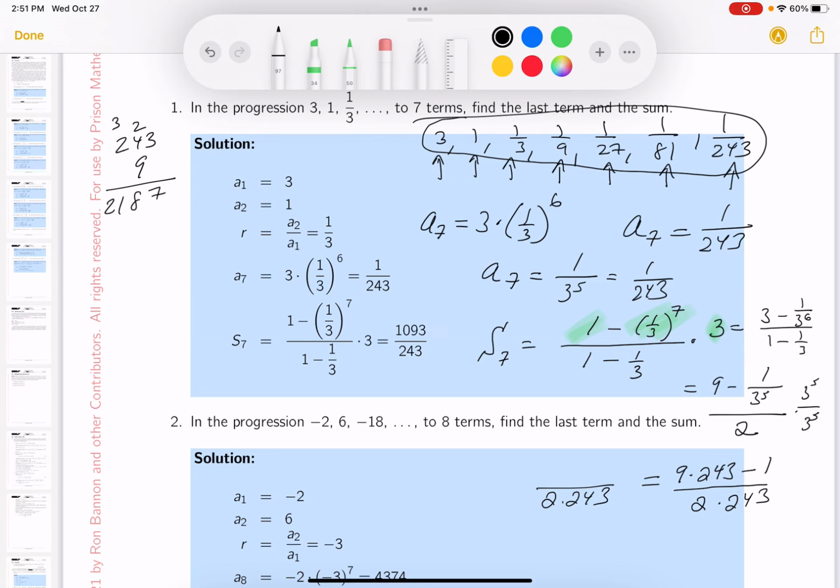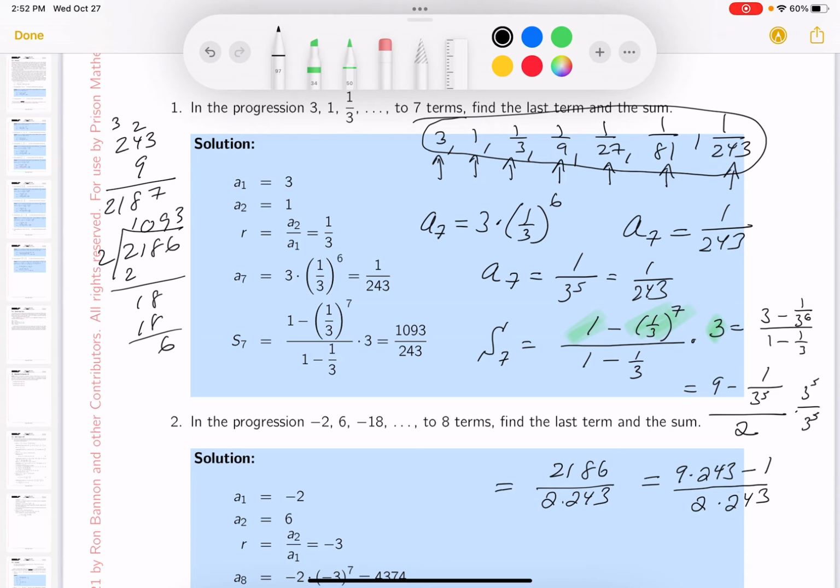2187. Take away 1 is 2186. I've got to divide 2186 by 2. That would be 1. You get a 2. You get a 1 there, a 0. You get an 8, which is 9. And then you get 18, and you get 6 and 3.